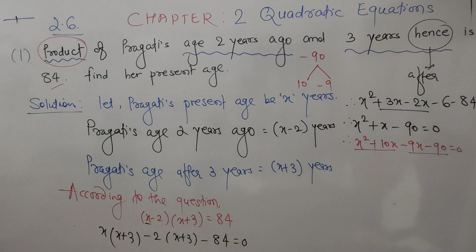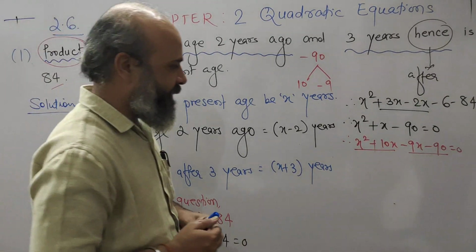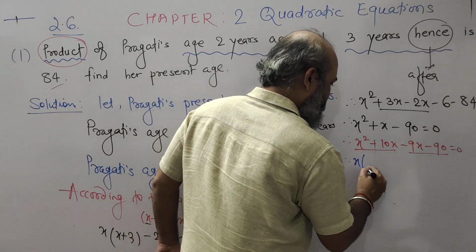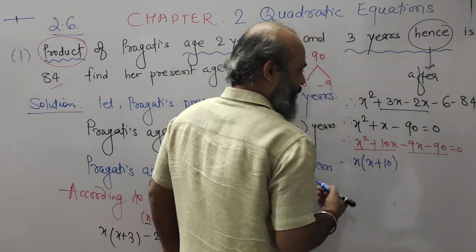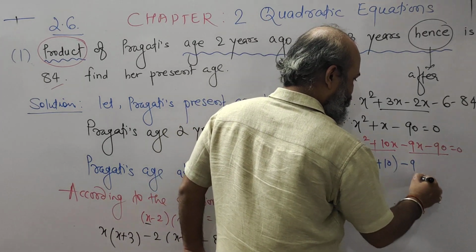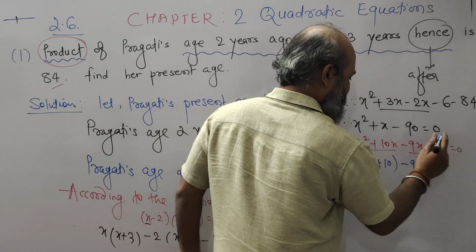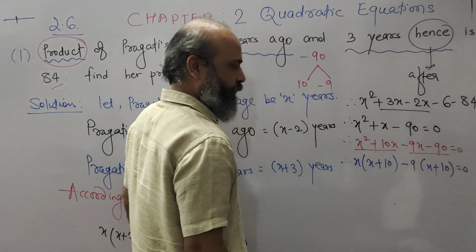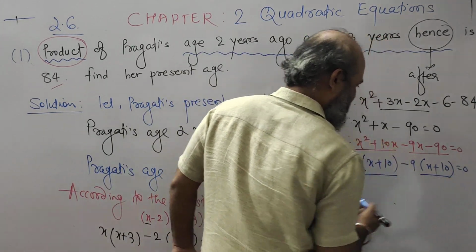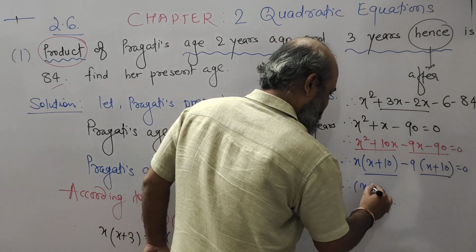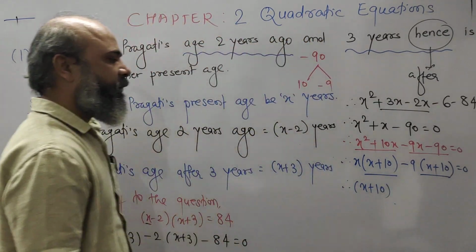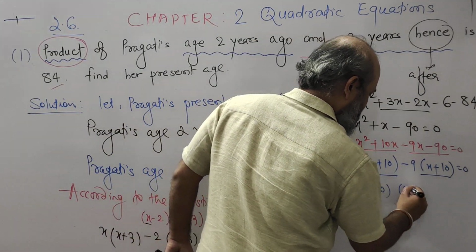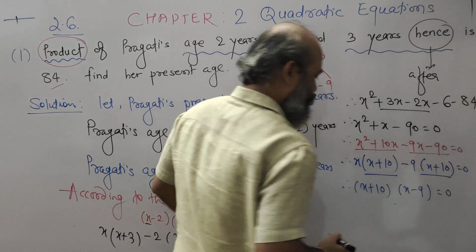Make two pairs. In the first pair, x is common. So take x as common, you will get x plus 10. And minus, in the second pair, 9 is common. So this is minus, so minus 9 into 10 is minus 90, and this is equal to 0. Now you will take x plus 10 as common. Therefore, in the next bracket, you will get x minus 9. x minus 9, this is equal to 0.